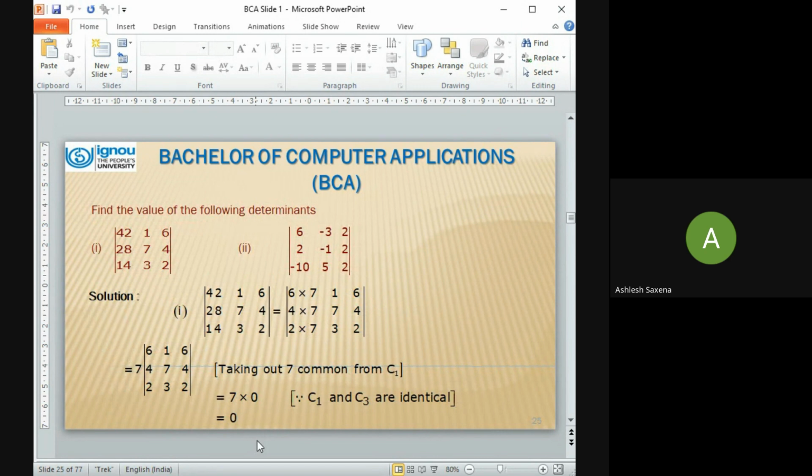Now see to it what I am doing. The numbers are very big: 42, 1, 6, 28, 7, 4, 14, 3, 2. Numbers are too big and it will be difficult for me to evaluate its determinant. So what will I be doing? I will be applying the properties now. I will be splitting 42. There is no need of splitting 1, but it's better to split 42 in terms of 6. It will become 6 into 7.